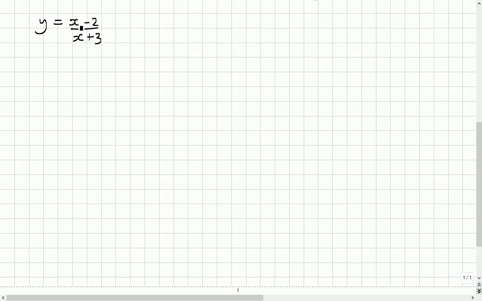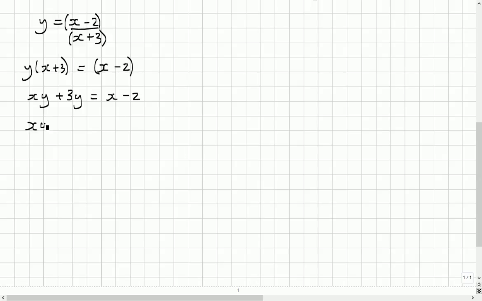So what we can do here, maybe even helps to put brackets around this for a second just to see what's going on. We want to get rid of this x plus 3 that's in the denominator of this fraction. And to do that, we can multiply both sides by x plus 3. So that would give us y brackets x plus 3 equals x minus 2. Okay, expand the brackets out. xy plus 3y equals x minus 2. And collect up the x's on the same side. xy minus x equals negative 2, negative 3y.